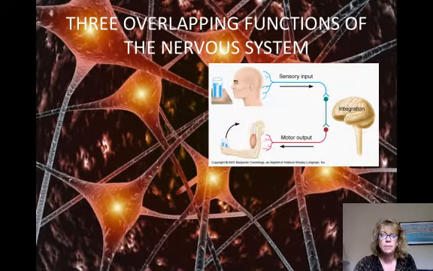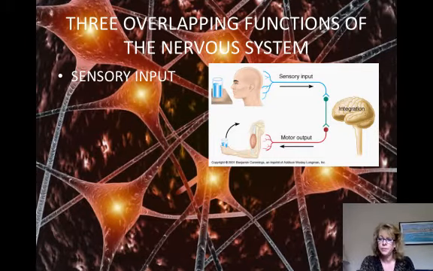There are 3 overlapping functions of the nervous system. The first is sensory input. This is when sensory receptors collect information about external and internal environments. For example, light-detecting cells in your eyes are sensory receptors. The information is then sent to the integration centers.